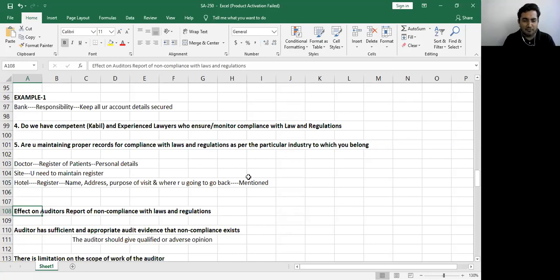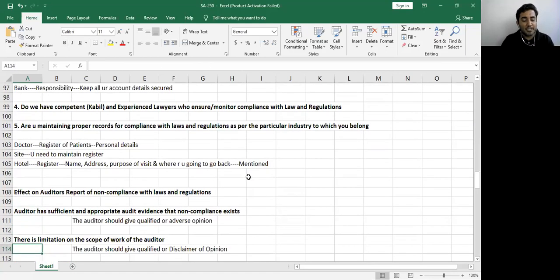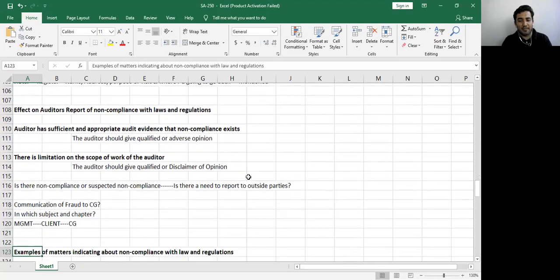And if the auditor has sufficient and appropriate audit evidence that there is non-compliance with law and regulation, and if the effect is material and pervasive, both, the auditor will give an adverse opinion. If the effect is material but not pervasive, the auditor will give a qualified opinion. However, if there is a limitation on the scope of work of the auditor and the effect is material and pervasive both, you will give a disclaimer of opinion. If the effect is material but not pervasive, you will again give a qualified opinion.